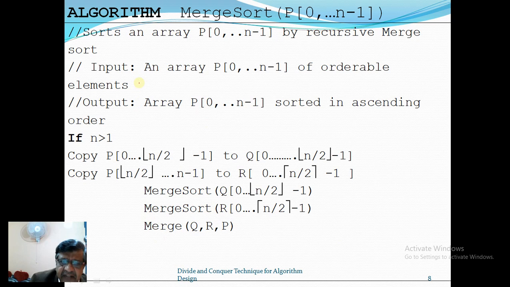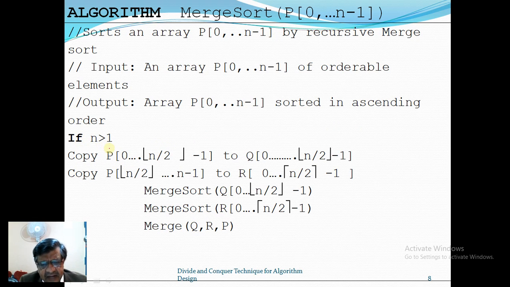We will write the algorithm rather. Algorithm merge sort. The parameter given is an unsorted array named P. It sorts an array P 0 to n minus 1 by recursive merge sort. Input is an array P 0 to n minus 1 of orderable elements that is not sorted. The output is an array which is sorted in ascending order.